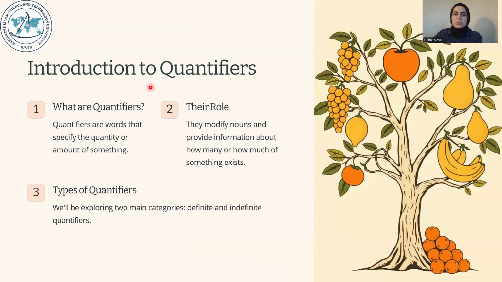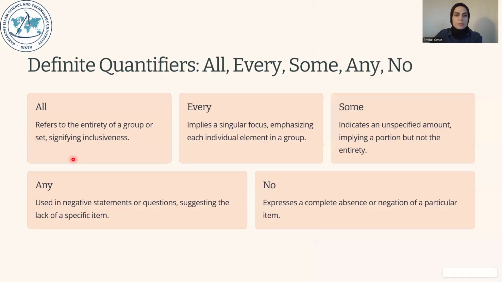Yes, introduction to quantifiers. What are the quantifiers? Quantifiers are words that specify the quantity or the amount of something. They modify nouns and provide information about how many or how much something exists. There are two types of quantifiers. We use definite and indefinite quantifiers according to their type of use.